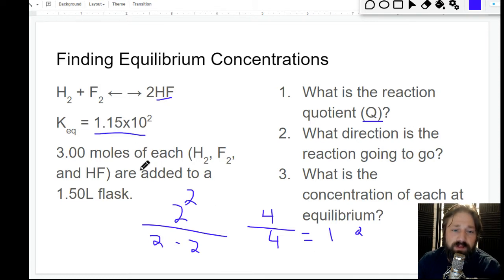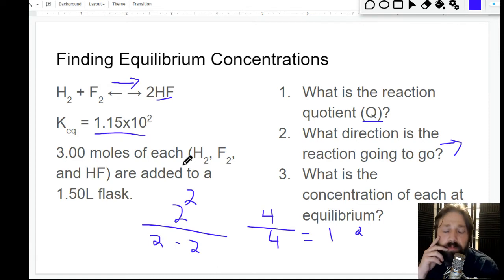And we want it to be 1.15 times 10 to the second. So we need to raise Q up. So we know that we're going to be making products. We're going to be going this direction, so we're going to be going to the right on this reaction. And the question is, what is the concentration of each of these things going to be when it hits equilibrium? This is something that's going to be very useful to know. I mean, how much hydrogen fluoride is going to be in the container?